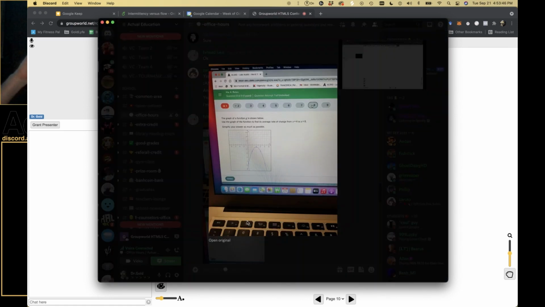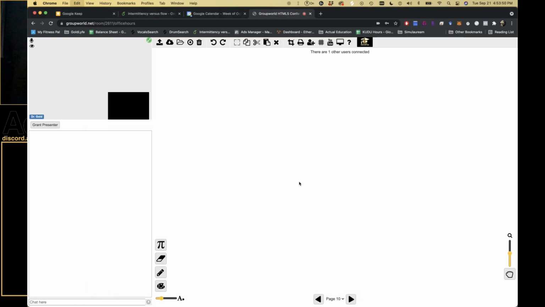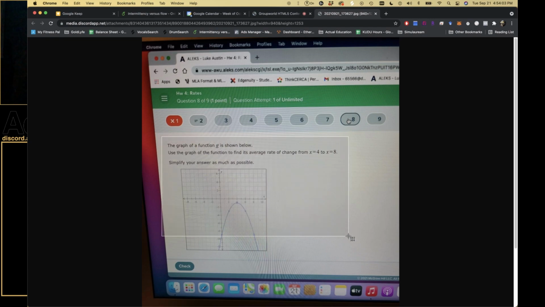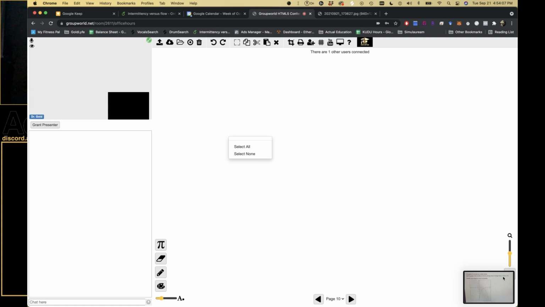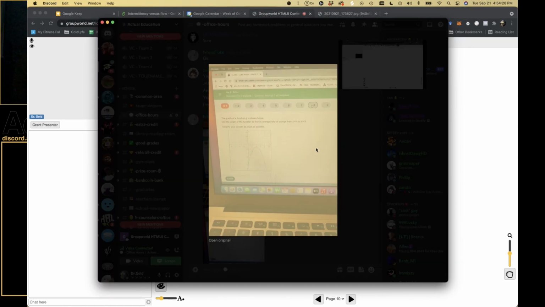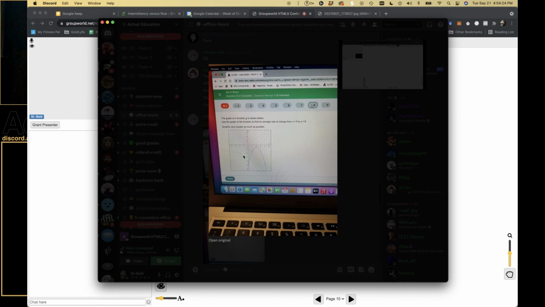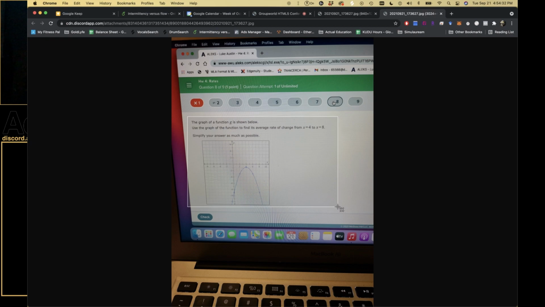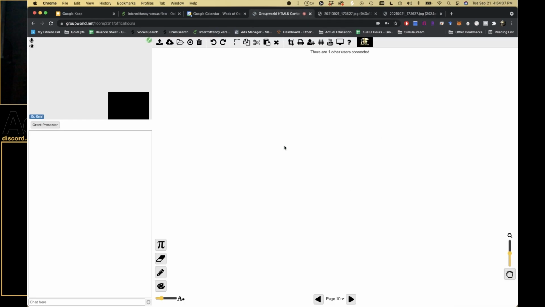A lot of them are rate of change. Mechanical, welcome. Alright, let me pull that one up. There we go. Use a graph of the function, find its average rate of change from x equals 4 to x equals. Oh, I know this.